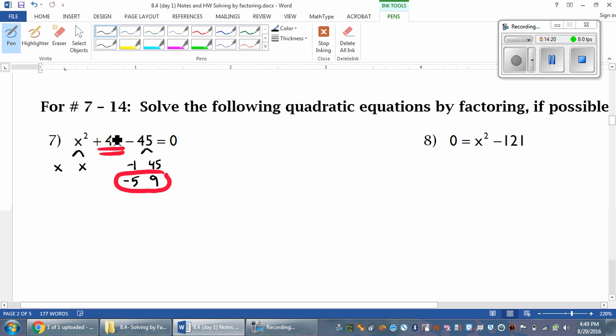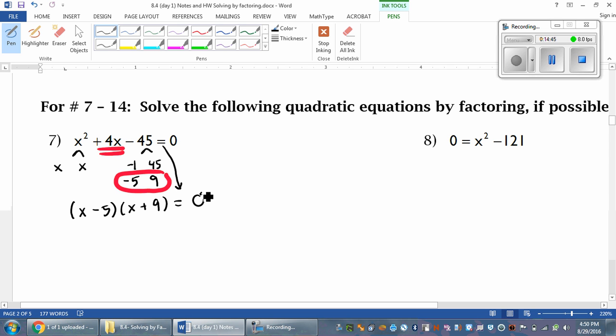Now I don't need to check my inners and outers because it's just an x and an x. If it was a 2x and x or 3x and x, then I would have to check my inners and outers. So I'm going to factor the left-hand side. It's (x minus 5) times (x plus 9). Don't forget to drop down this equal sign because we're solving, not just factoring.